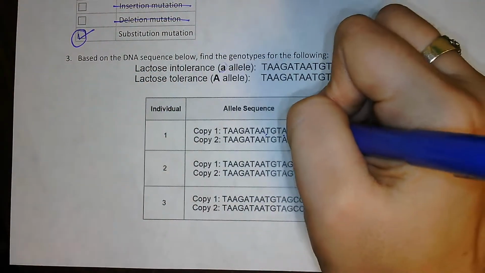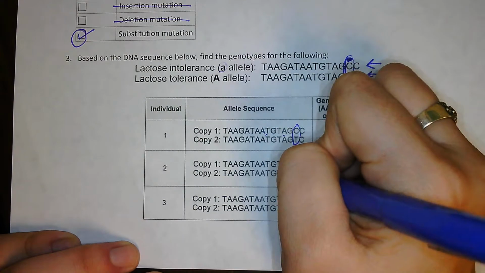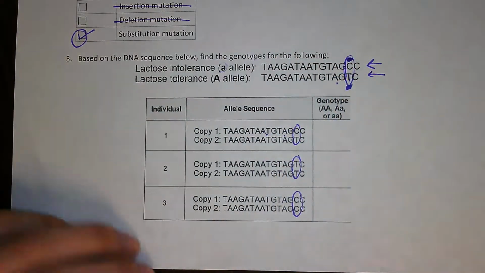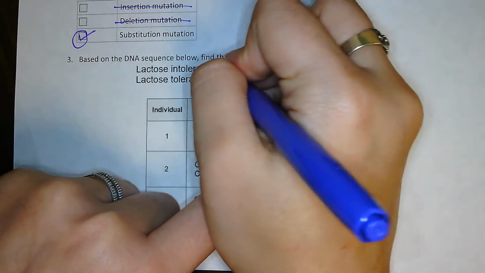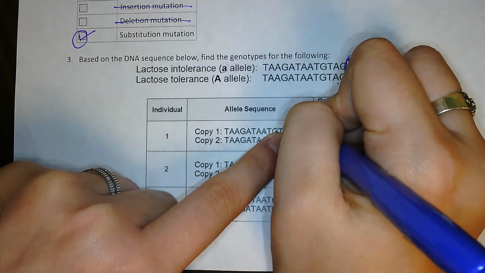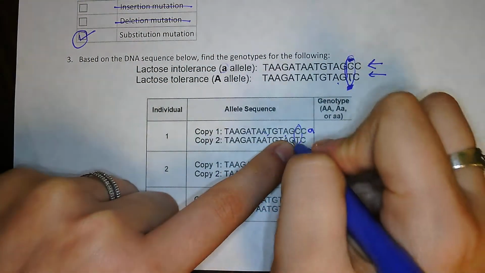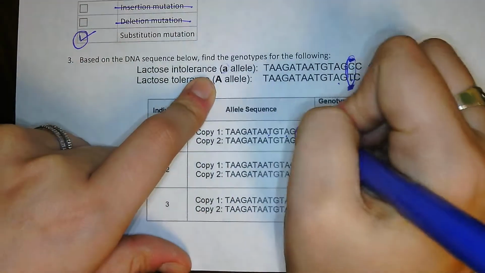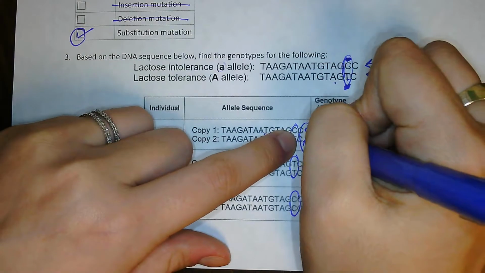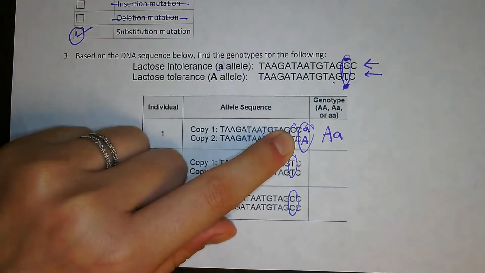So let me look at only these last 2 bases. So this copy 1 has a C, so I know it's recessive, so little a here. And this copy has a T, so I know it's dominant, so big A. So the genotype for this one is big A, little a.